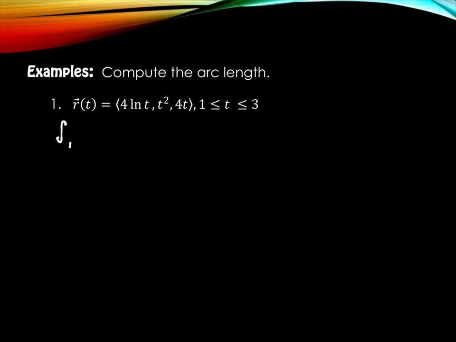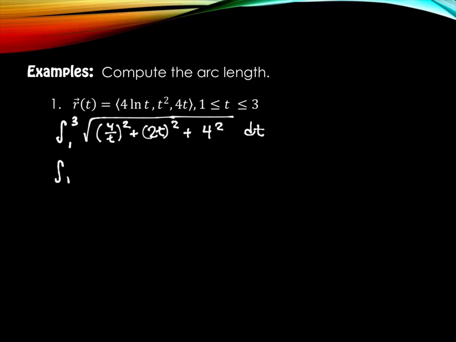It says my t value is going from 1 to 3, so I've got from 1 to 3 of the square root, and I need the derivative of each of the components. So what's the derivative of 4 natural log t? 4 over t. 4 over t, so this is 4 over t squared. What's the derivative of t squared? 2t, which is now going to be squared itself. And then what's the derivative of 4t? 4. Okay, so this is the original setup for what we're doing.